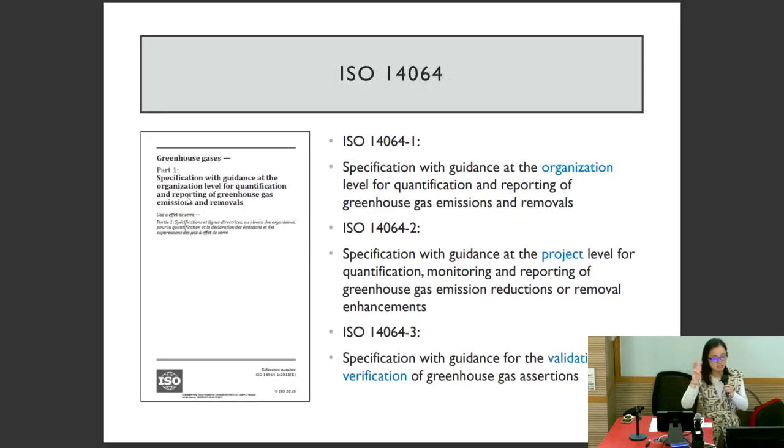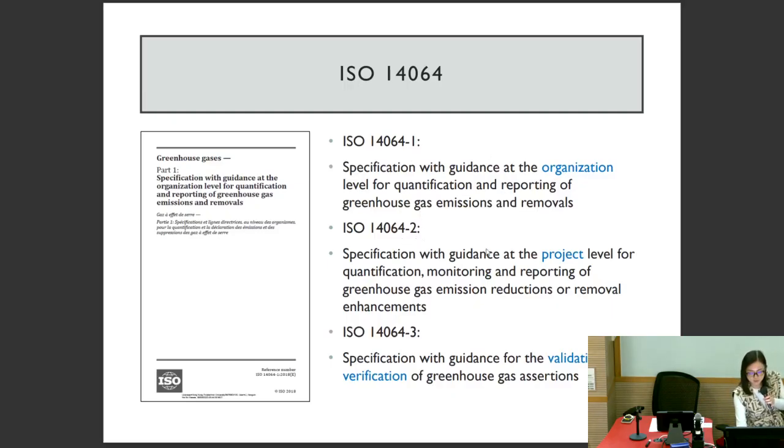So there are at least 3 parts of the ISO 14064 standard. Number 1 is a specification with guidance at the organization level for quantification and reporting of greenhouse gas emissions and removals. So for a company, for an organization, if you want to quantify and report the carbon emissions, then we will use number 1, for an organization, for a corporate, for a company, or for PolyU, we will refer to number 1.